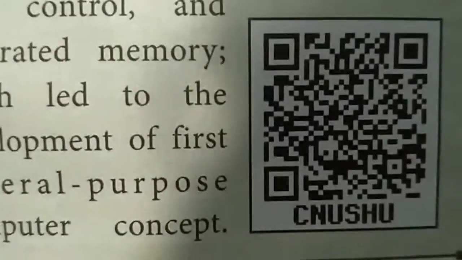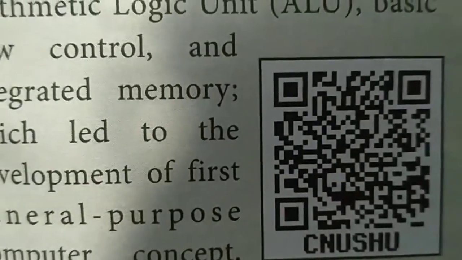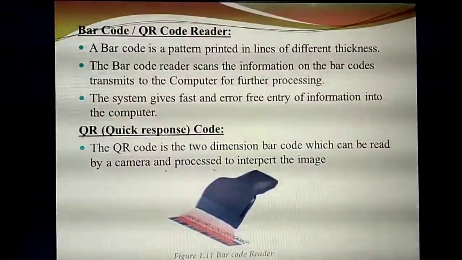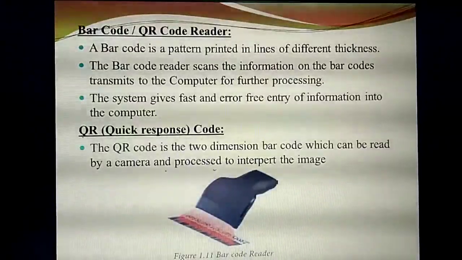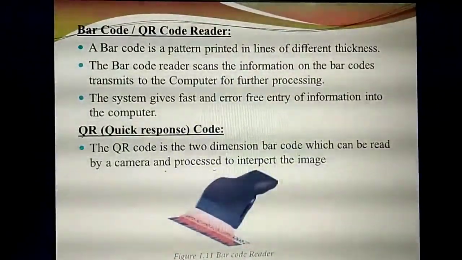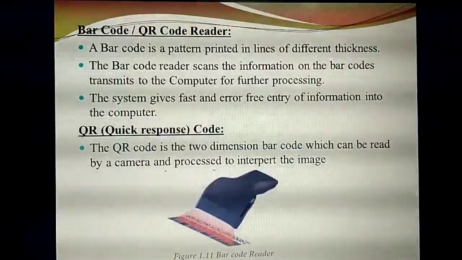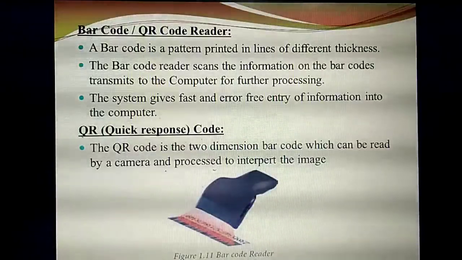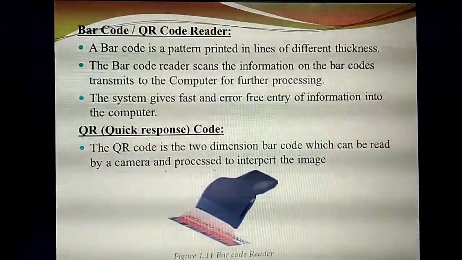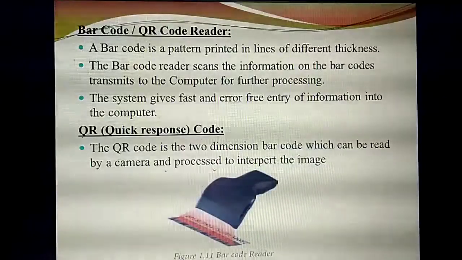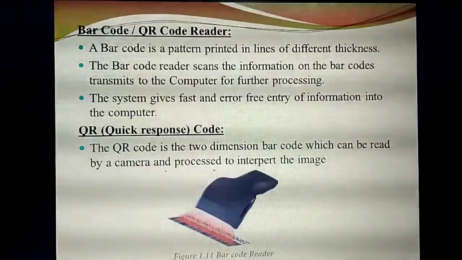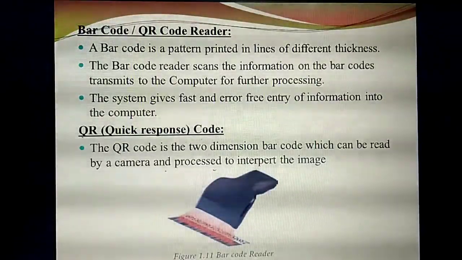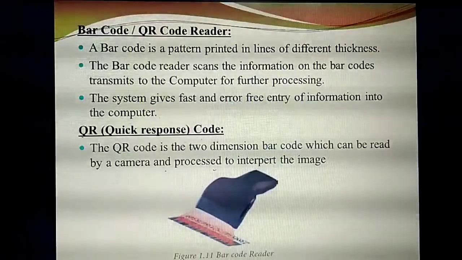Have you seen it? This is a 2-dimensional QR code. Nowadays you have QR codes in everything. It is a 2-dimension barcode that can be read by a camera. For example, if a net connection is there and I show this QR code in front of the camera, it will scan that image and give the particular information.